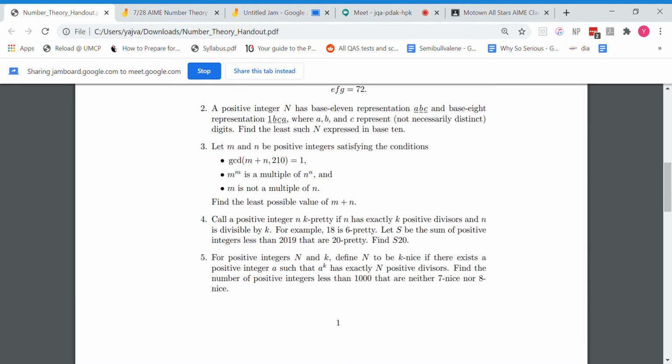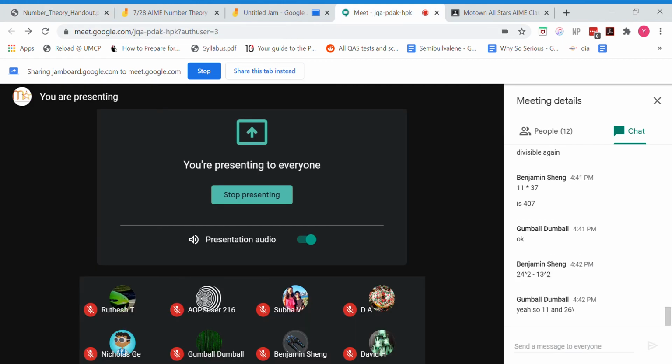Call a positive integer n k pretty if it has exactly k positive divisors and n is divisible by k. So for example, 18 is 6 pretty. Let s be the sum of positive integers less than 2019 that are 20 pretty. Find s over 20, not s20.